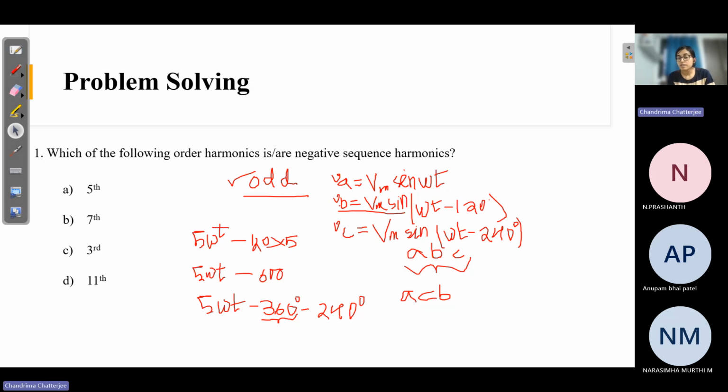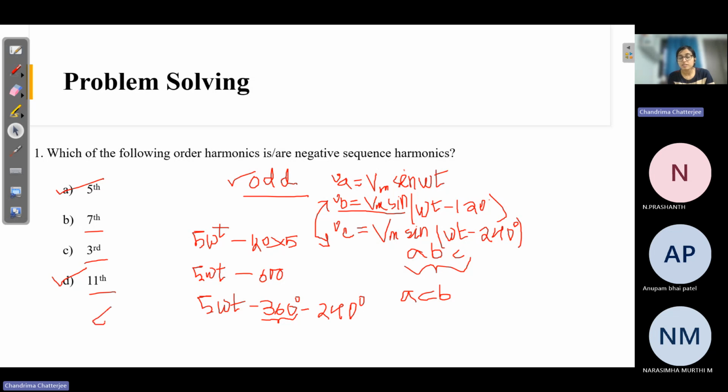So in that case, the phase sequence changes. The B and C phase angles are interchanged. The B phase one becomes minus 240 degree and the C phase becomes minus 120 degree. If you calculate, you will see. So that's why fifth harmonic is a negative sequence harmonic. There is seventh, then third, then 11th. We can calculate for each one of them. You will see fifth and 11th, these two are negative sequence harmonics.